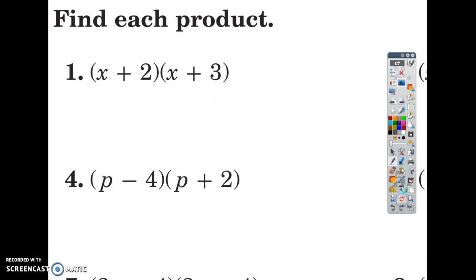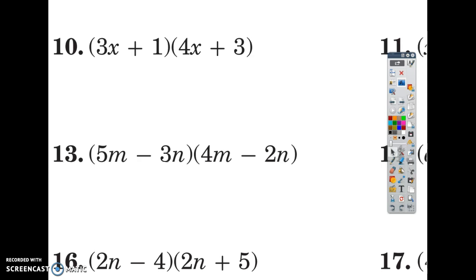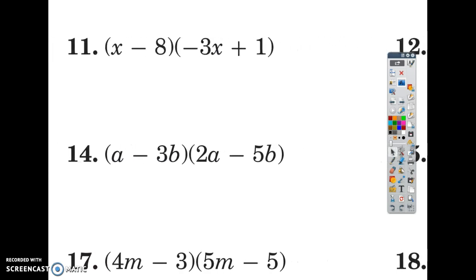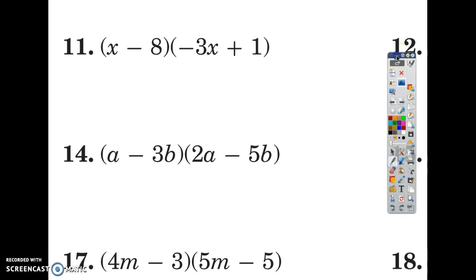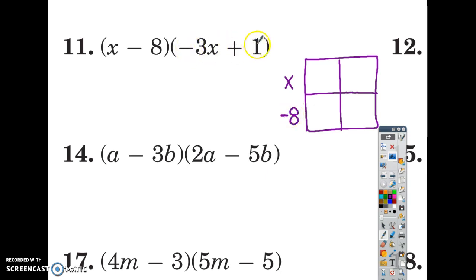Problem number 11, we're going to do the same thing. We're going to make a 2x2 box. And we're going to label the outside. I have x minus 8. I'm going to put x, and the minus goes with the 8. So it's a negative 8. Then I have negative 3x plus 1. So the negative goes with the 3x, and the positive goes with the 1.